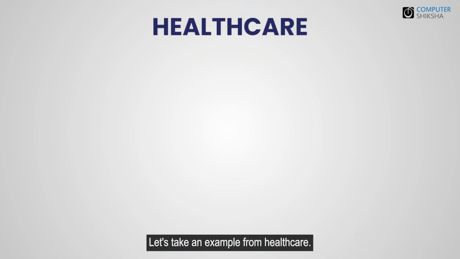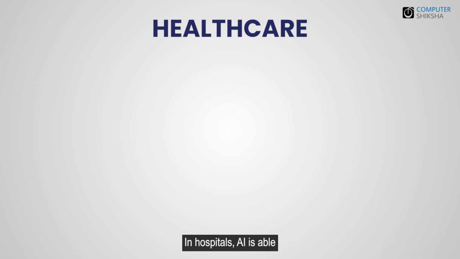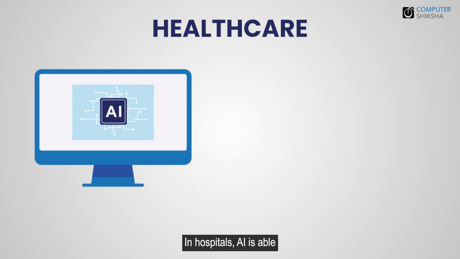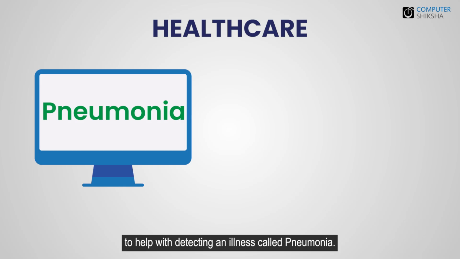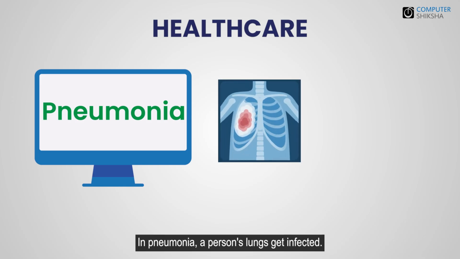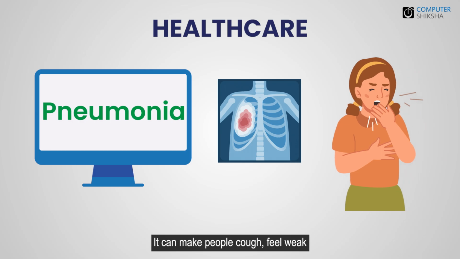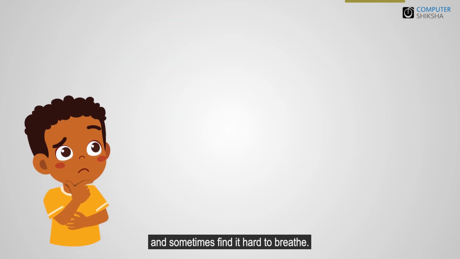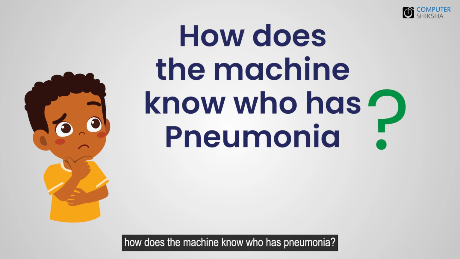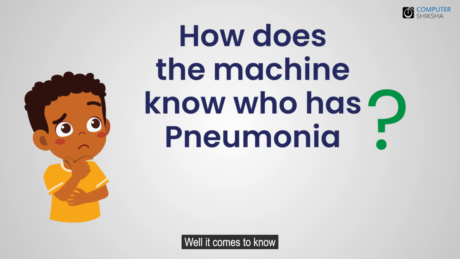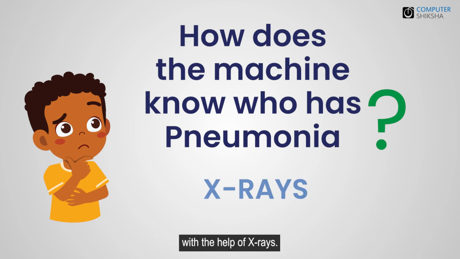Let's take an example from healthcare. In hospitals, AI is able to help with detecting an illness called pneumonia. In pneumonia, a person's lungs get infected. It can make people cough, feel weak, and sometimes find it hard to breathe. You must be wondering, how does the machine know who has pneumonia? Well, it comes to know with the help of X-rays.